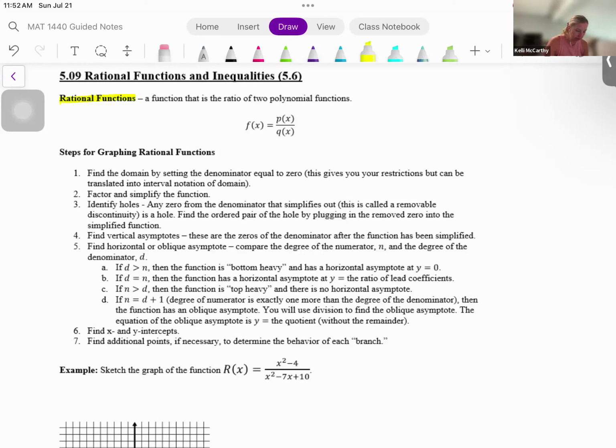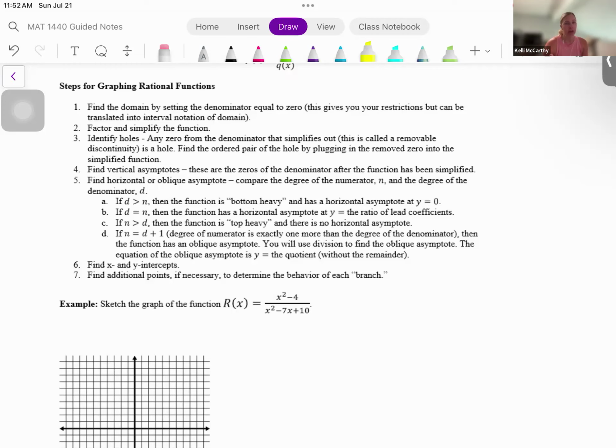The first step in graphing a rational function is to find the domain by setting the denominator equal to 0. This gives you the restrictions, but can also be translated into interval notation of the domain. Depending on what the requirements are for the problem, sometimes all we need to know is what x cannot be. Once you've found the domain, we want to factor and simplify the function as much as possible.